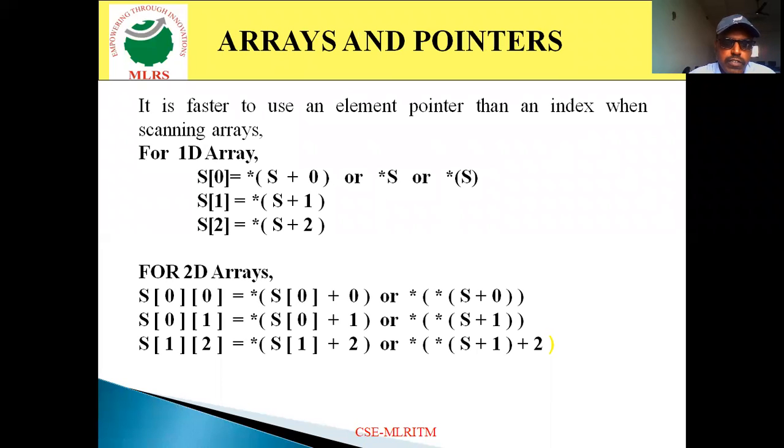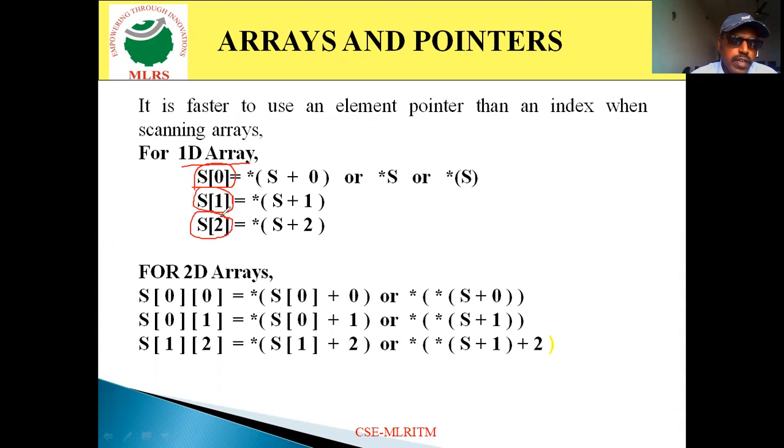Now, arrays and pointers. Apart from accessing a value through index, you can also access a value through a pointer. Why? Because pointers provide faster operations. That's why we use pointers. Now look at this particular one. First of all, for the one-dimensional array, generally to access a value, we can use the index like s[0] for the first element, s[1] for the second element, and s[2] for the third element.